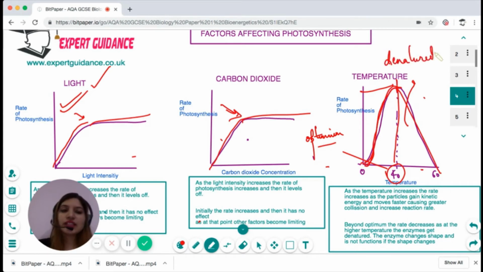Now, what is the denaturation of the enzyme? With high temperature, the proteins, enzymes are generally proteins, but sensitive to temperature, the proteins change their shape, or the enzyme changes its shape. As the enzyme changes its shape, it is no longer effective, as the substrate molecules can no longer bind to it, and that decreases the rate of photosynthesis suddenly.